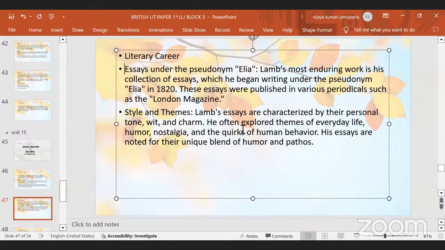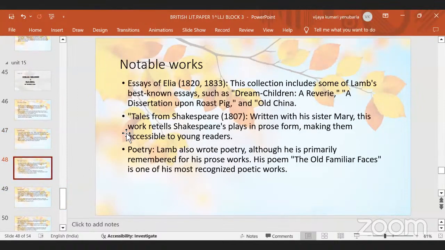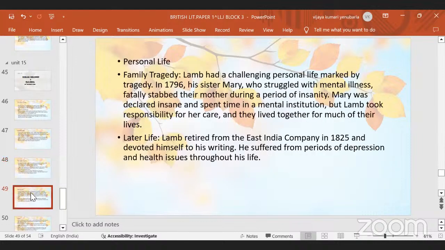Style and themes. Lamb's essays are characterized by their personal tone, wit, and charm. He often explored themes of everyday life, humor, nostalgia, and the quirks of human behavior. His essays are noted for their unique blend of humor and pathos. Notable works include Essays of Elia, Tales from Shakespeare, and poetry. So he wrote poetry, and his poem The Old Familiar Faces is one of the most famous.